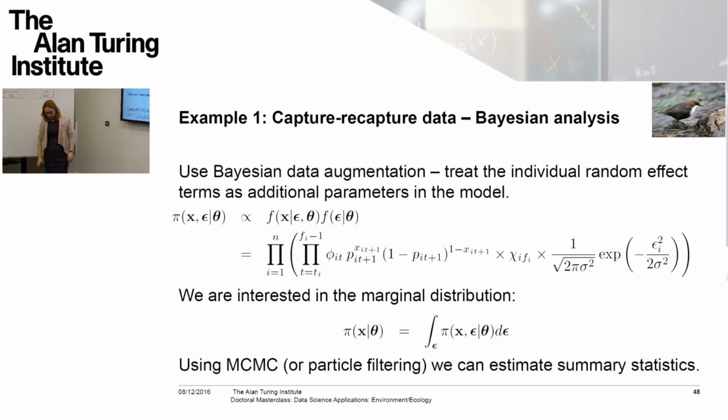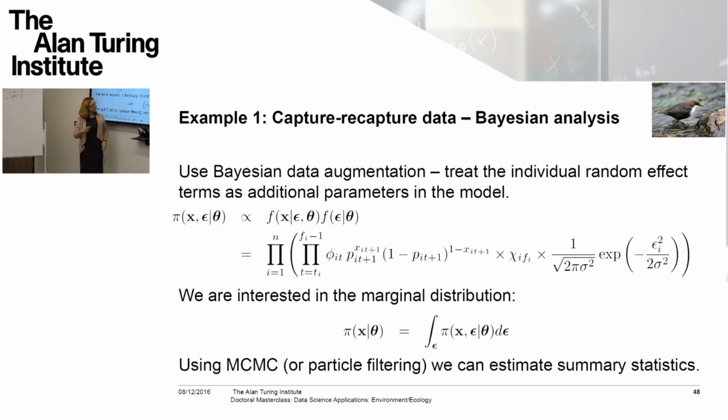Alternatively, we could do Bayesian data augmentation. Like I said, we treat the unknown parameters, the things that we're trying to integrate out, which in our case are the epsilons, as parameters, and we form the joint posterior distribution over the data and the parameters. Then we can write all this down. We do an MCMC to sample from this joint posterior distribution. And what we really want is the marginal distribution. We want to integrate out the epsilon. But actually, if you have an MCMC, this is done automatically.